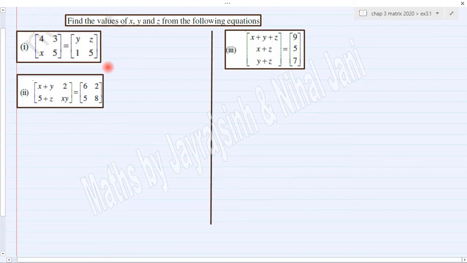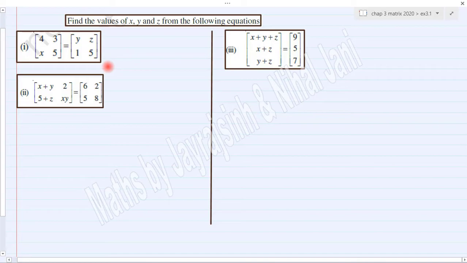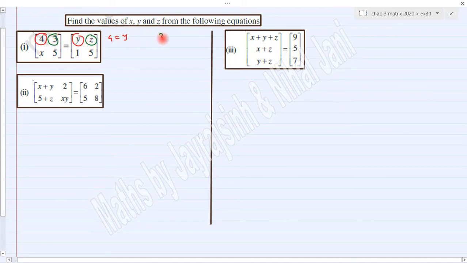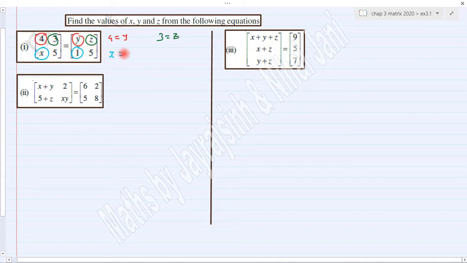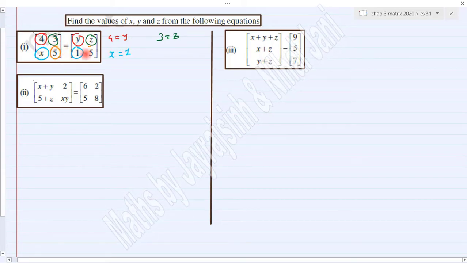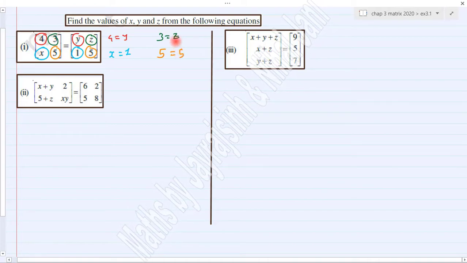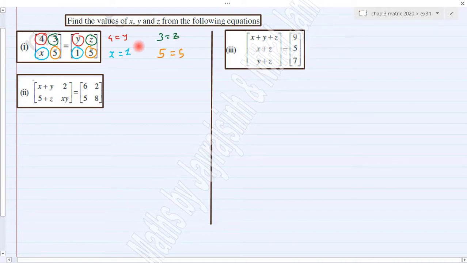Here we have to find the values of x, y and z for the following equation: the matrix 4, 3, x, 5 is equal to the matrix y, z, 1, 5, and both matrices are equal to each other. So 4 must be equal to y. So let's write down 4 is equal to y. Then your 3 must be equal to z. So you'll get 3 equal to z. x must be equal to 1. And 5 must be equal to 5. So yes, we know that 5 is equal to 5. So we get the values of x, y and z. Ta-da!